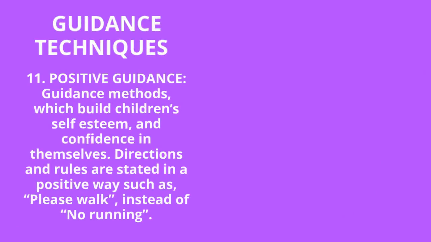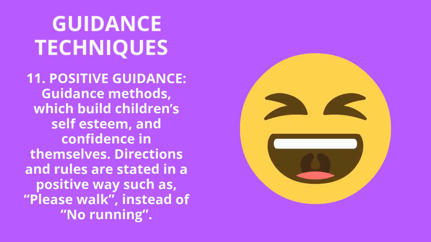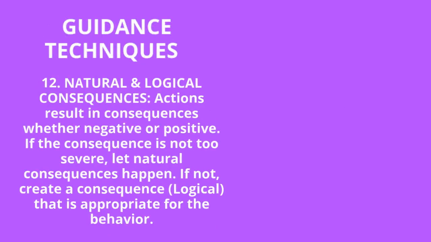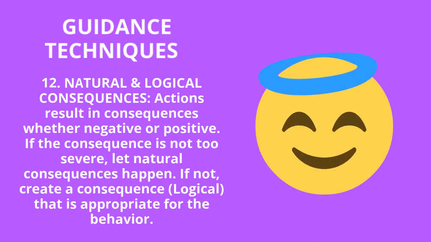Positive guidance. Positive guided methods which build children's self-esteem and confidence in themselves. Directions and rules are stated in positive ways, such as please walk instead of no running. Natural and logical consequences. Actions result in consequences, whether negative or positive. If the consequence is too severe, let natural consequences happen. If not, create a consequence, logical, that is appropriate for the behavior.